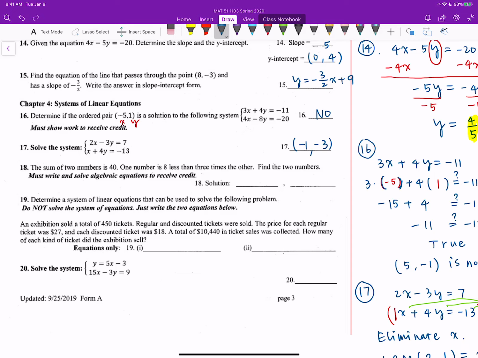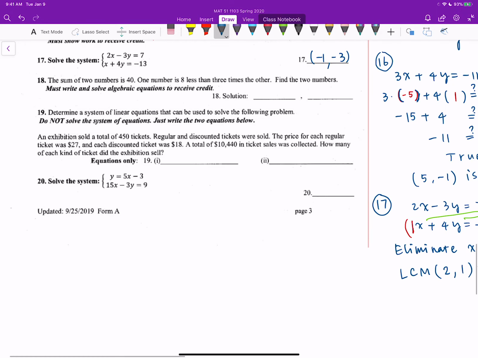Number 18. The sum of two numbers is 40. One number is 8 less than 3 times the other. Find the two numbers. This question, just like before, you must write and solve algebraic equations in order to receive credit. Let's write over here, number 18.